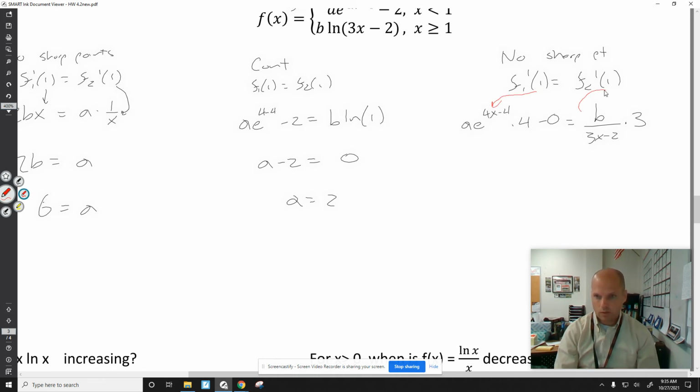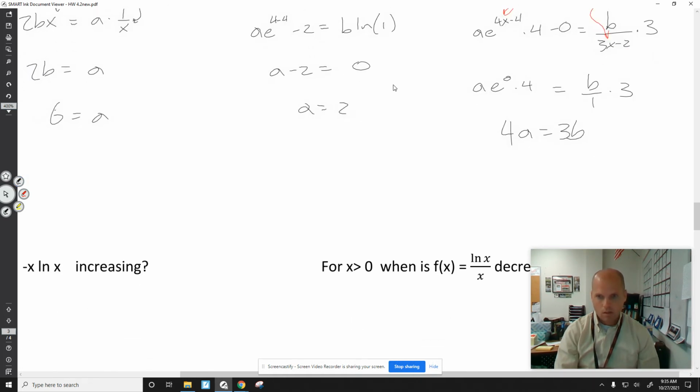I don't know if this will work. Let's see. Again, I have a e to the 0 times 4 equals b over 1 times 3. 4a equals 3b. A is 2. 8 equals 3b. It does work. B equals 8/3. Sweet.